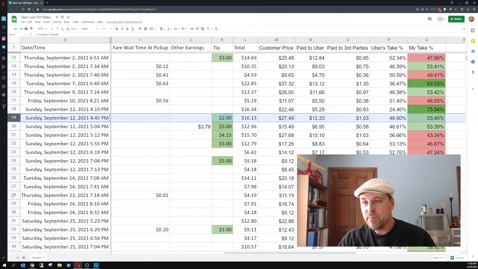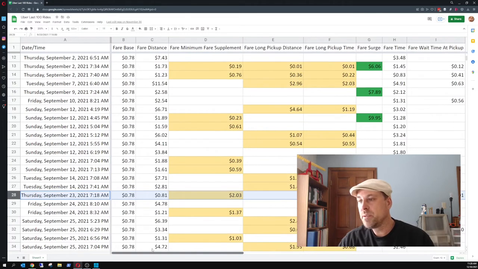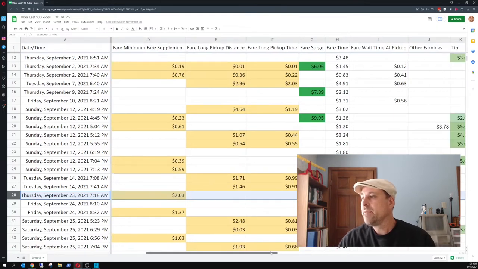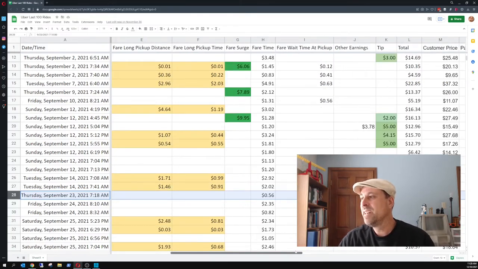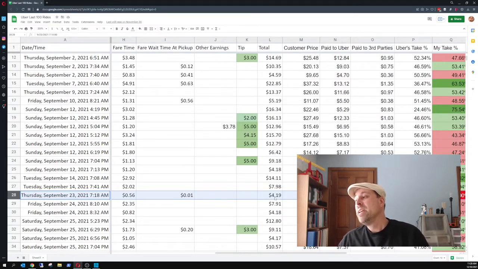Here's a really nasty one. So this was in the morning on a commute. This was another long pickup. If you take a look at this, minimum fare supplement was $2. Actually, it wasn't a long pickup. The fare time was 56 cents. I got 1 cent worth of wait time waiting to pick this person up. The total payout was $4.19. The customer paid $11.19. I got about 39% of that fare.